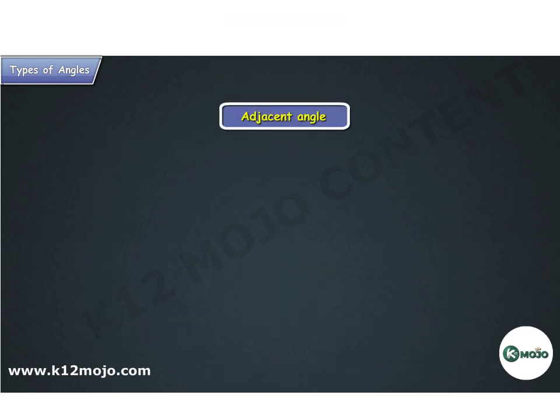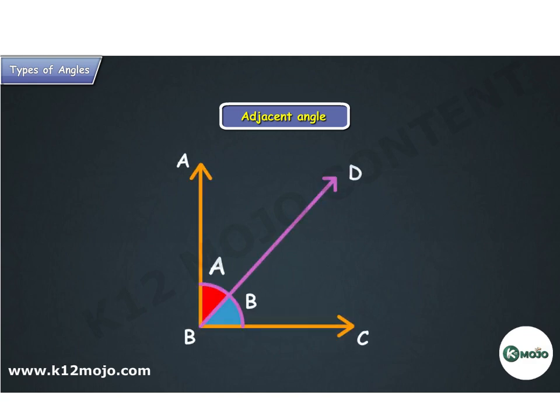Adjacent angles. Two angles are adjacent if they have a common vertex, common arm, and their non-common arms are on the different sides of the common arm. In the given figure, angle ABD and angle DBC are adjacent angles. Ray BD is their common arm and point B is their common vertex. Ray BA and BC are non-common arms.